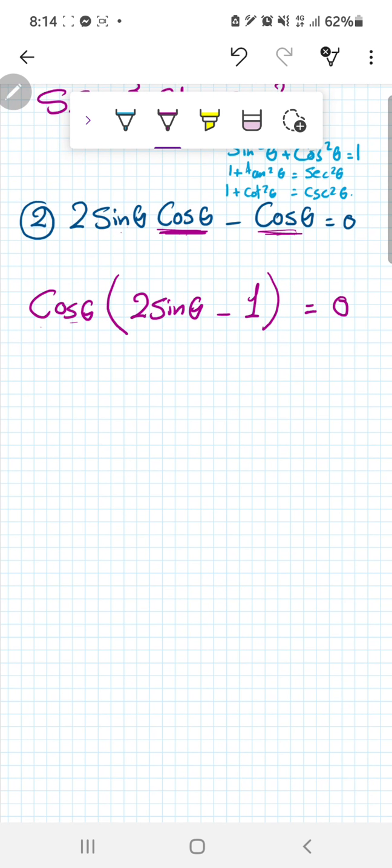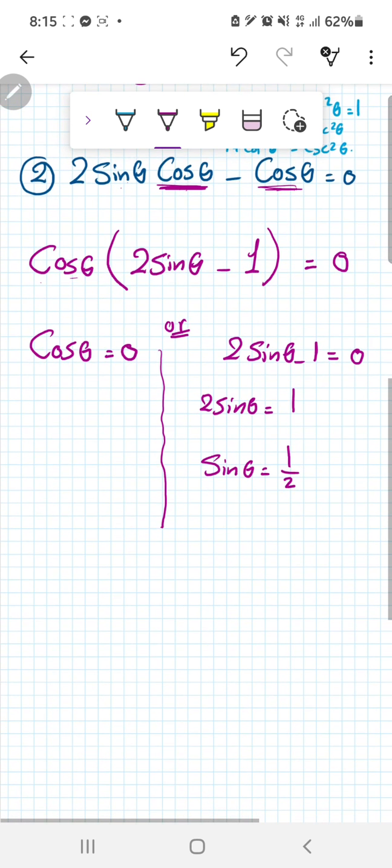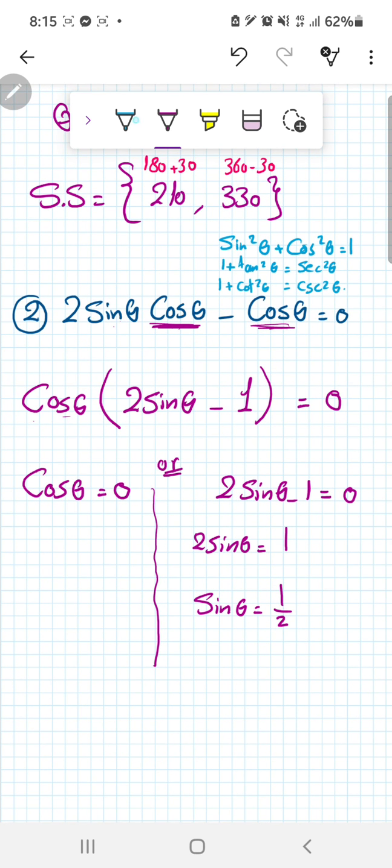Okay, so here we have either cosine theta equals 0 or 2 sine theta minus 1 equals 0. Okay, so here it's an equation: 2 sine theta equals 1, moving the negative 1, and finally sine theta equals half. In the previous example, we got shift sine of half, which will be 30, but here half is positive. So write the asterisk rule. Here we have the asterisk rule.